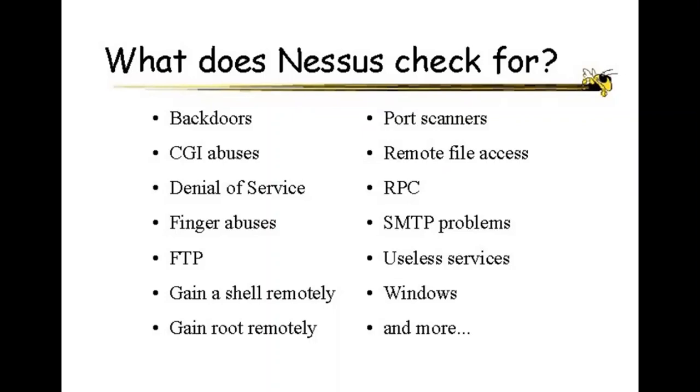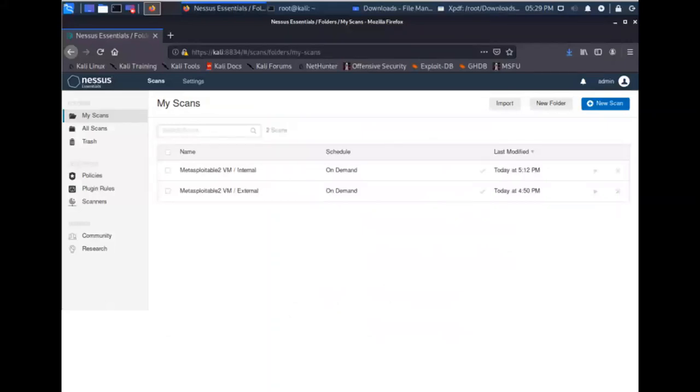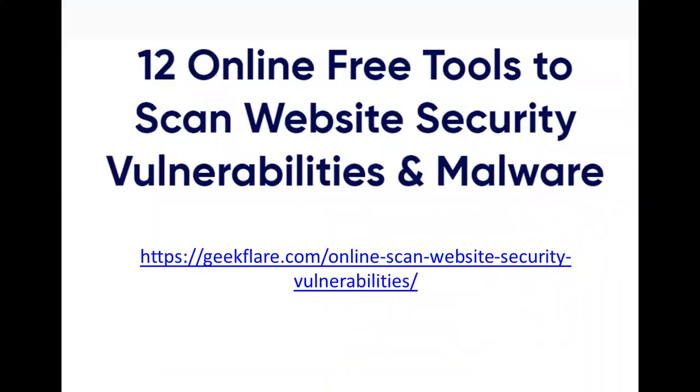Check for backdoors, DOS, FTP, exploits, trying to gain a shell remotely, gain a root account remotely, perform port scanning, remote procedure call, SMTP problems, banner grabbing. It also checks for services that are not very useful within your environment that you might need to stop, or ports that are open that you might need to close, and also misconfigurations on your assets. So these are just pictures of what I've shown you guys.